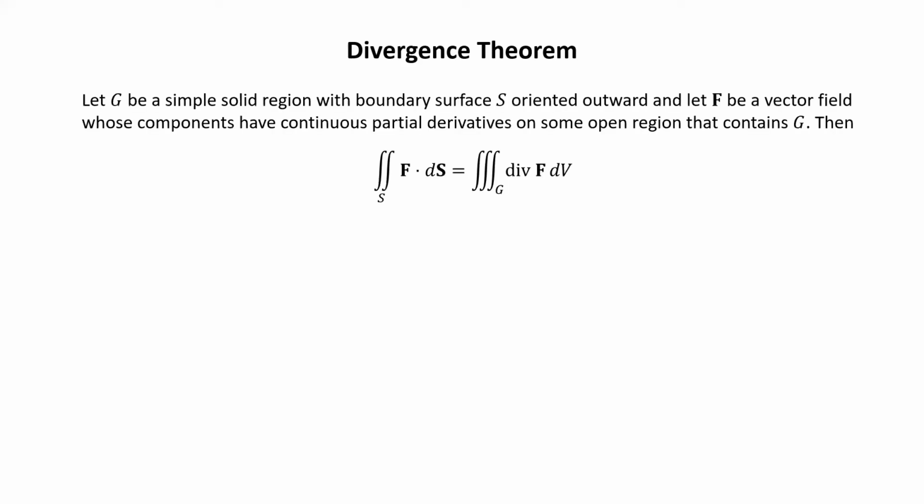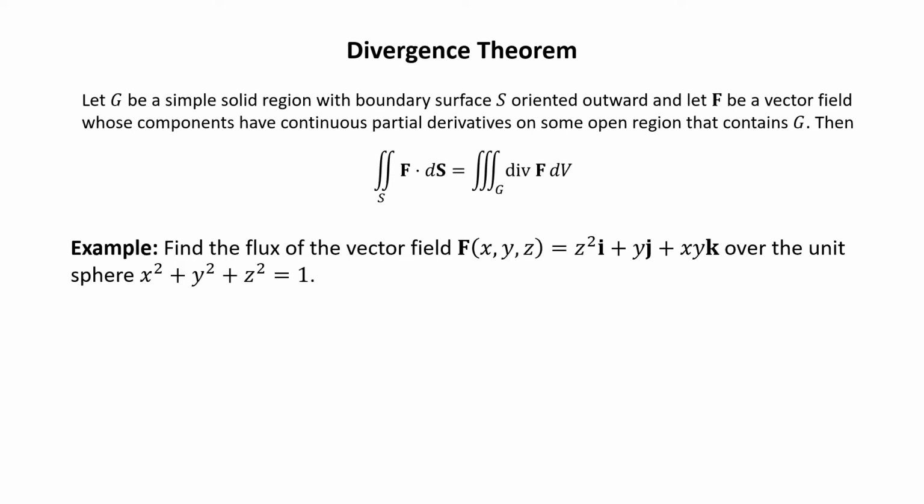Divergence theorem. Let G be a simple solid region with boundary surface S oriented outward, and let F be a vector field whose components have continuous partial derivatives on some open region that contains G. Then the surface integral over S, F dot dS, is equal to the triple integral over G, the divergence of F dV. Let's try an example.